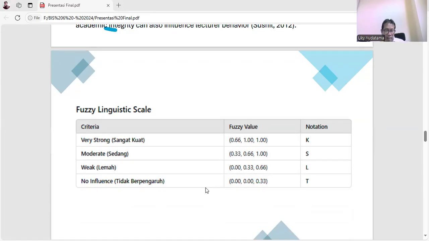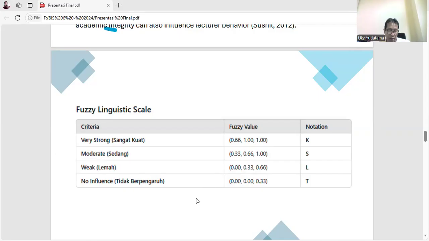The slide presents the fuzzy linguistic scale, which is used to measure the strength of influence between factors in the analysis. The scale consists of four levels, each with an associated fuzzy value and notation.